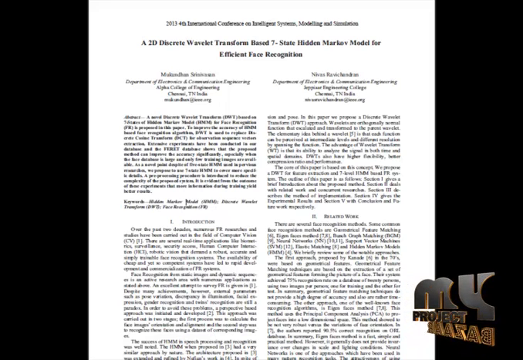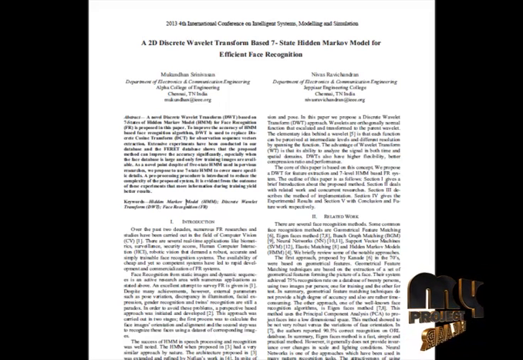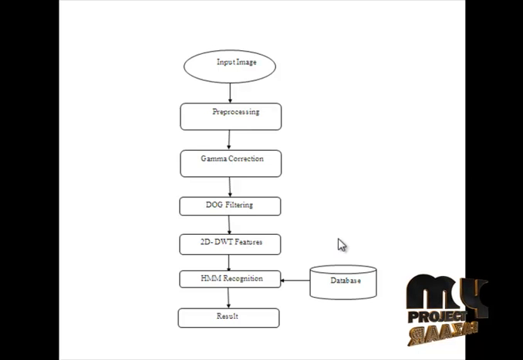In the simple case of grayscale images, the blurred images are obtained by convolving the original grayscale images with Gaussian kernels having different standard deviations. Then we extract the features by the use of DWT. The extracted features will be classified by the use of HMM. This is the flow of our process.